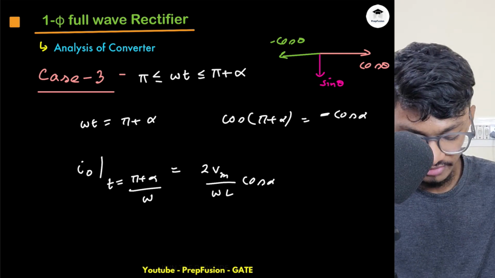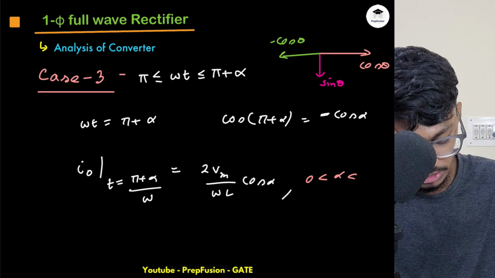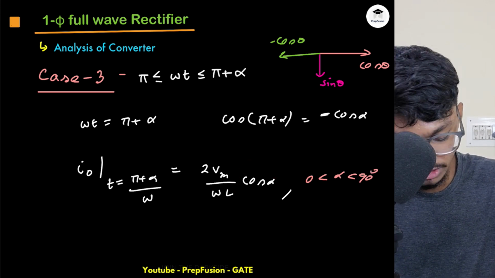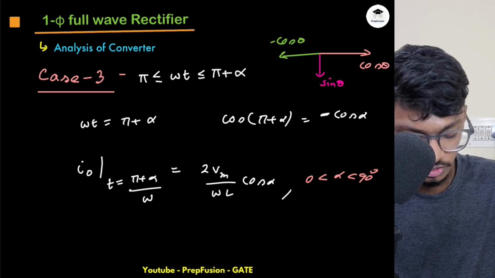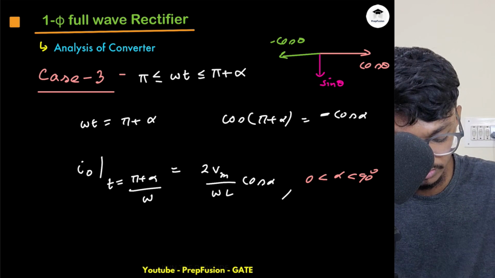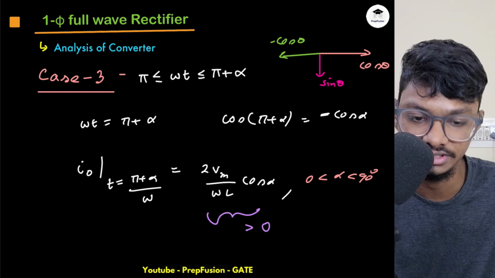So alpha, right? What is my range of alpha? I assume that alpha is lying between 0 to 90. So if alpha is lying between 0 to 90, this cos alpha will only go to 0 at 90, right? It cannot go to 0. So this will be some value that is greater than 0. So I have proved here as well, and I will show you through the graph as well why this will not completely discharge. This will be greater than 0.